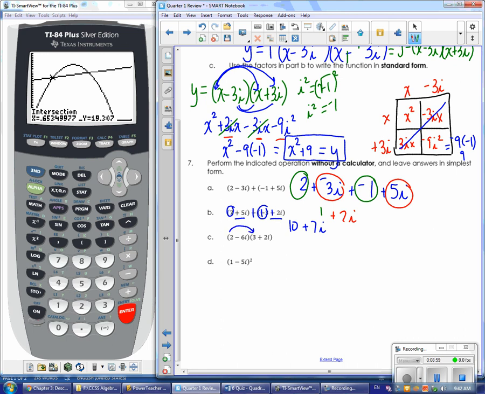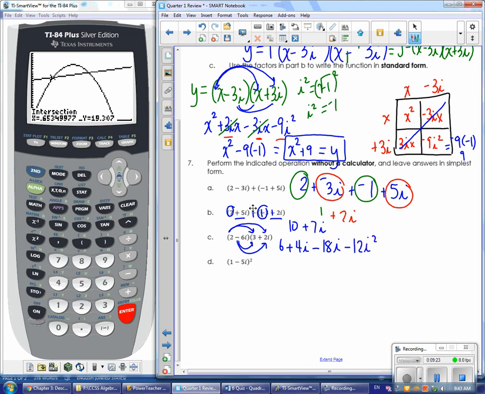And I'm multiplying now. So I am going to do 2 times 3, and that's going to give me 6. I'm going to multiply 2 times 2i, and that's going to give me plus 4i. And then I'm going to distribute the negative 6i. So make sure you distribute the negative along with it. Negative 6i times 3 is going to give me a negative 18i. And negative 6i times a positive 2i is going to give me a negative 12i squared.